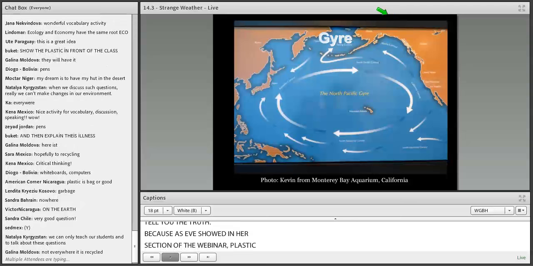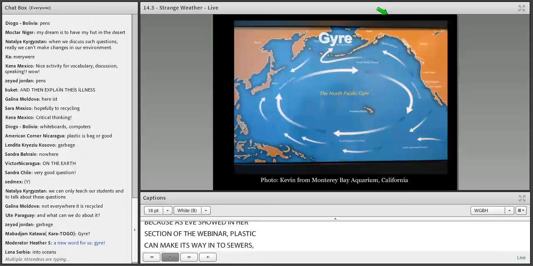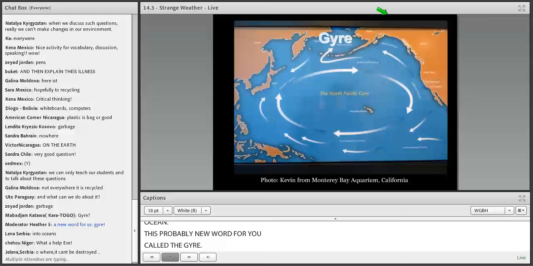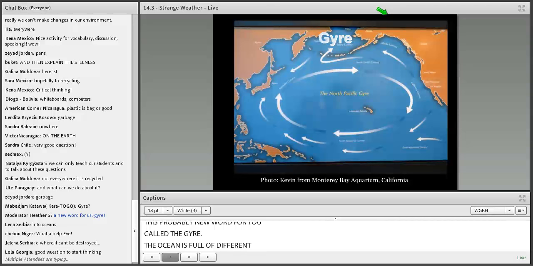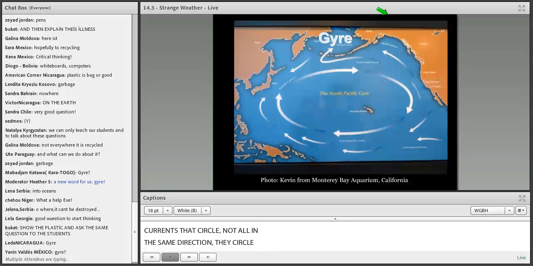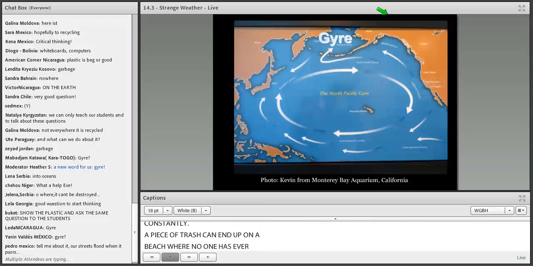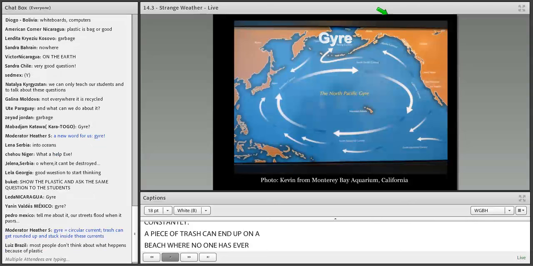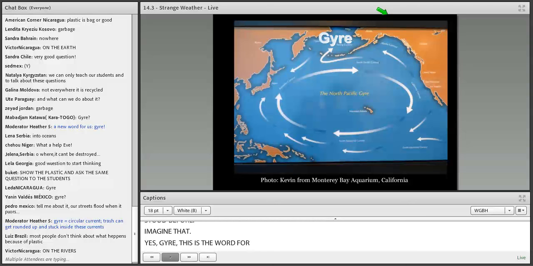Here's probably a new word for you. It's called the gyre. The ocean is full of different currents that circle, not all in the same direction, but they circle constantly. So a piece of trash can end up on a beach where no one has ever stood before. Imagine that. Yes, Yanine Valdez, gyre. This is the word for those currents in the ocean. I know you teachers love to learn new words. I'm going to have another one for you, too.